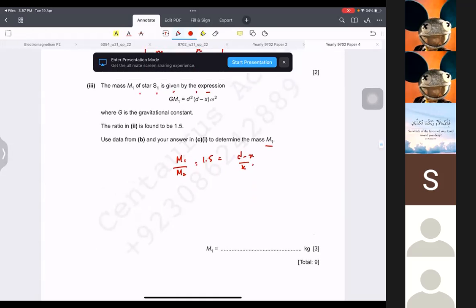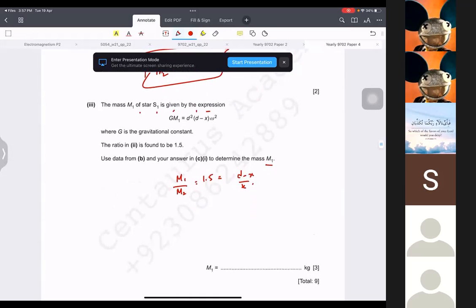It's not a big deal at all. We have omega, we have G, and we can use this to find it. So fine. 1.5x equals D minus X. X will go there, so it will be 2.5x equals D, right?